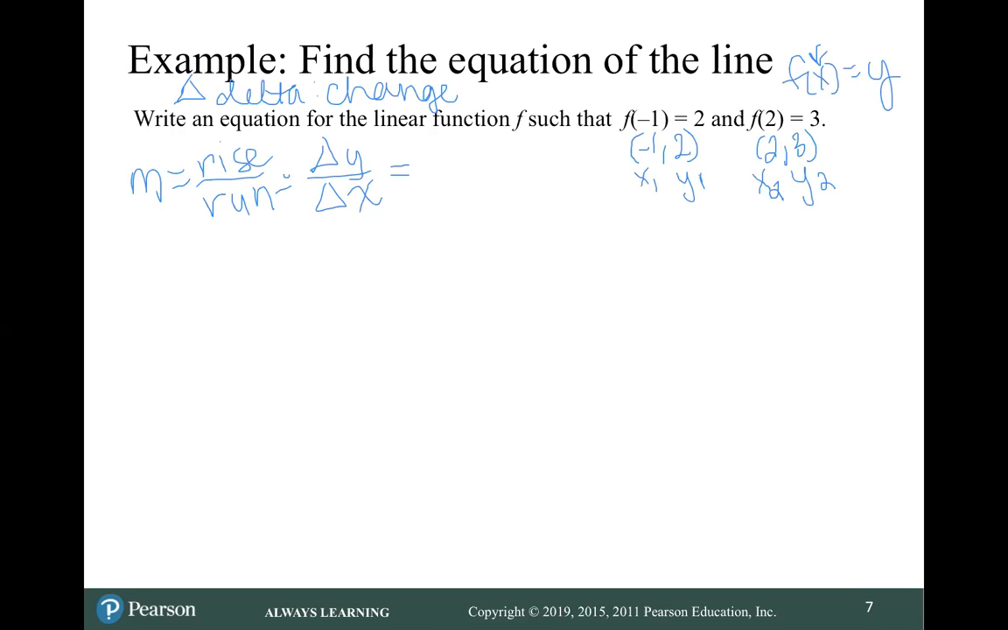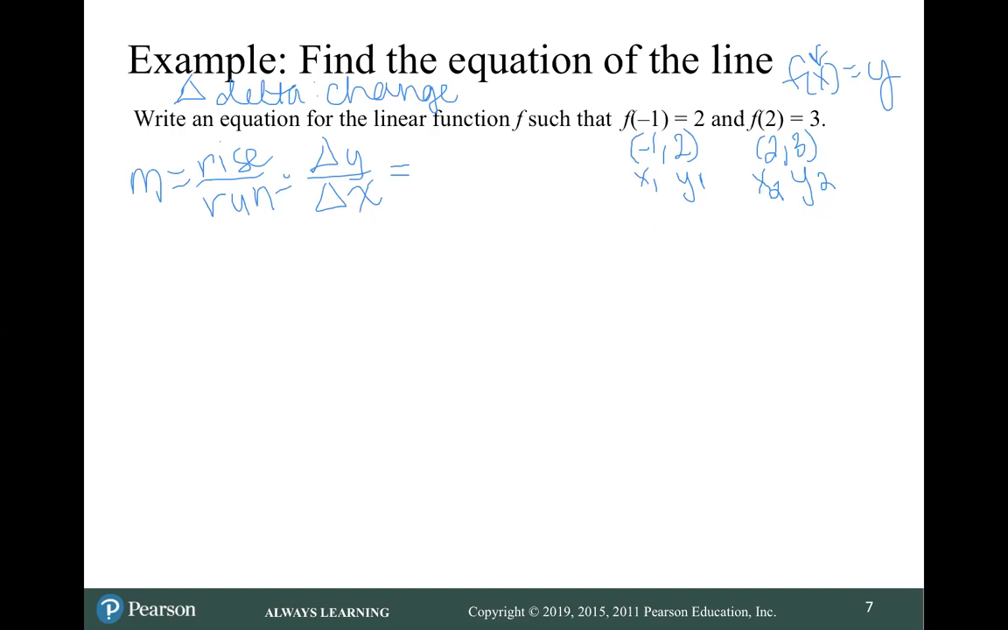Be careful. What I often see is trying to call this x1 and x2, and calling this y1 and y2, but this is not a y value and this is not an x value. So be careful of that. That's one of the most common mistakes that I see for this type of question.